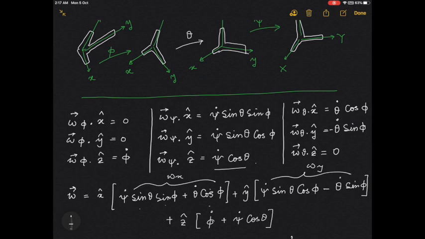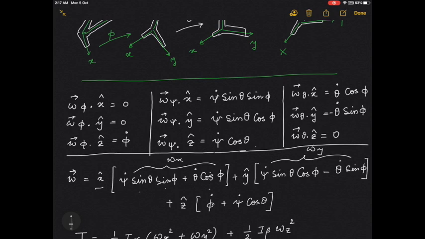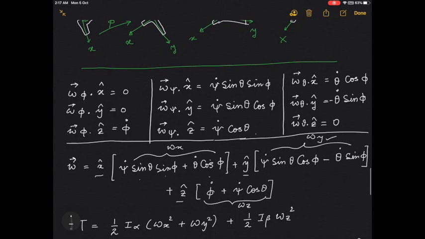all these components. And then I can write them down, clubbing the components of x together, which gives me omega x, components of y together, which gives me omega y, and components of z together, which gives me omega z. Okay, so what I have done now is I have written down omega, the total instantaneous angular velocity, in its components along the symmetry axis, where I can write down my Ixx, Iyy, Izz, in terms of psi dot, theta dot, and phi dot, and their cosines and sines.